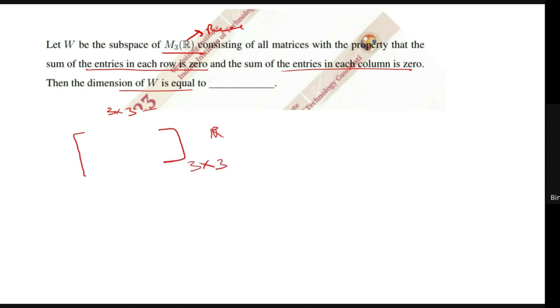So the next question is, let W be a subspace of M3(R), all 3 cross 3 matrices where entries come from the real numbers, consisting of all matrices with the property that the sum of entries in each row is zero and the sum of entries in each column is zero. Find the dimension of W. Now we have a 3 cross 3 matrix with entries from R, and two conditions are given: the sum of entries in each row is zero and the sum of entries in each column is zero.